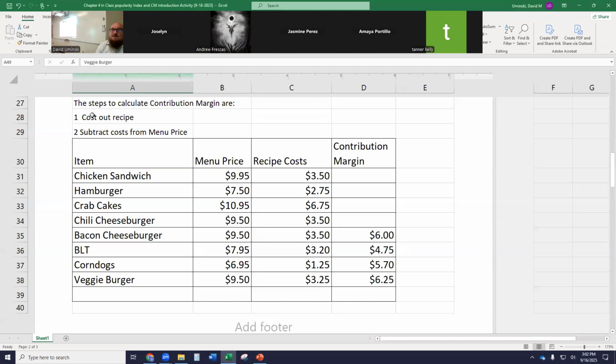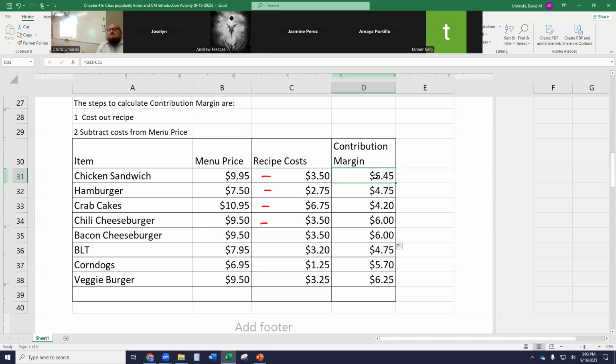For contribution margin, we first want to cost out the recipe. We're back on the front page, sorry. Then we subtract the cost from the menu price. We sell it, subtract the cost, and whatever's left over is our contribution margin. In the interest of time, I'm just going to give you the answers.